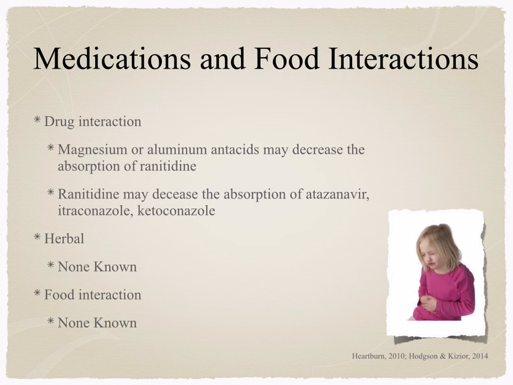Some drug interactions: magnesium or aluminum antacids may decrease the absorption of ranitidine. Ranitidine may decrease the absorption of atazanavir, itraconazole, or ketoconazole, and there are no known herbal or food interactions.